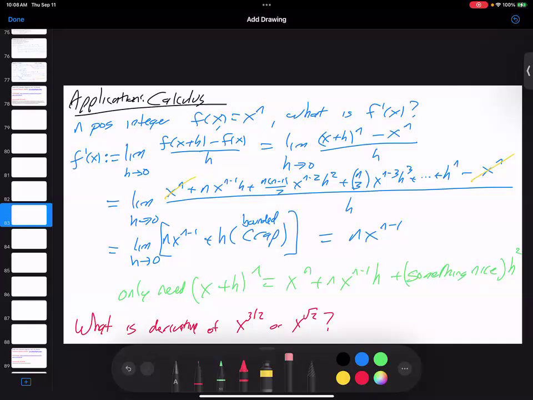Okay, are there any other questions about binomial coefficients?